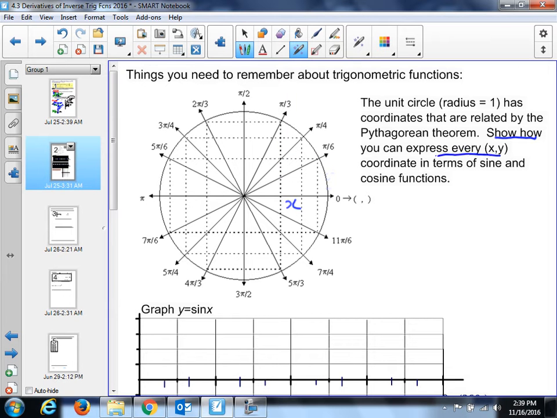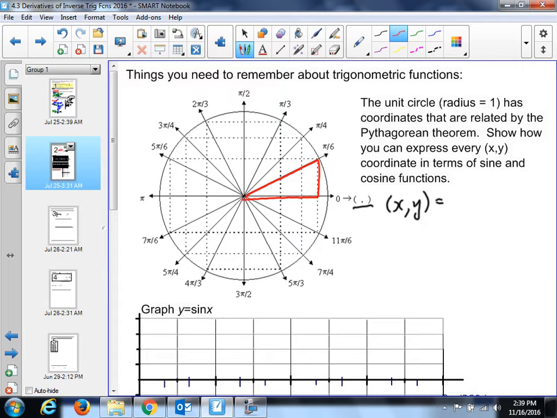But it shows how you can express every x and y coordinate in terms of sine and cosine functions. You guys remember this? So what I'm saying is that x comma y on the unit circle, you guys remember? If you don't, I'll do this one for pi 6 here, but it works for any of them.